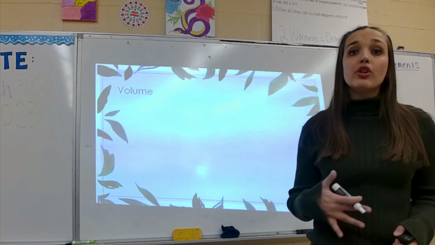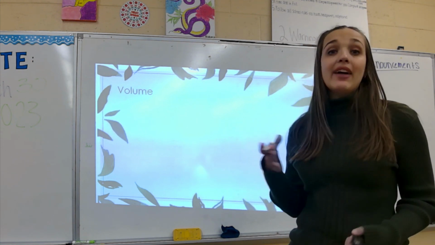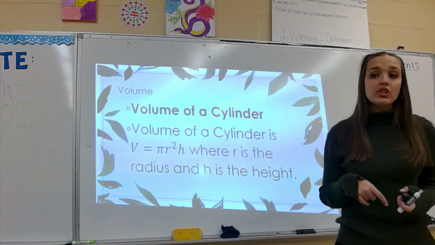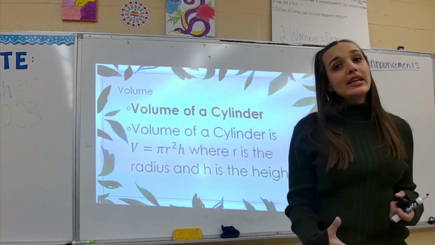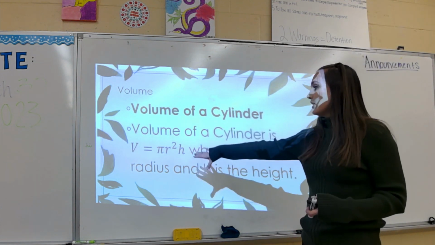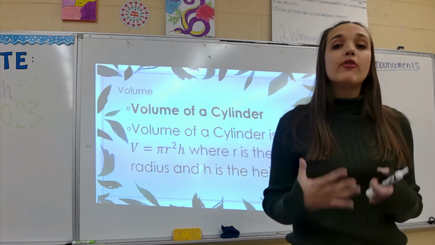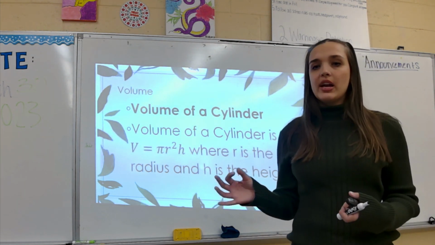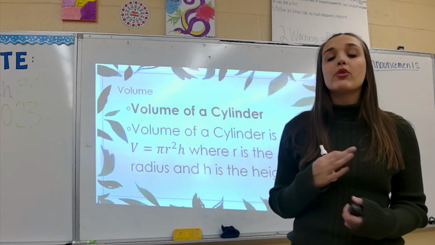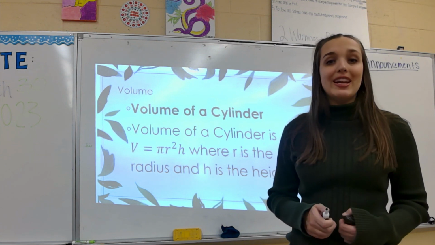It's important to know what the volume of a cylinder formula is. We are going to have this memorized. The volume of a cylinder is pi r squared h, where r is our radius and h is our height. We're going to take all the information and plug it into our formula. I tell my students to use 3.14 for pi because for some reason when we use our calculators, it leaves it as pi. It's a little confusing. So I'm going to use 3.14. Your teacher might have you just use the pi button, but either way, we will get the same answer.